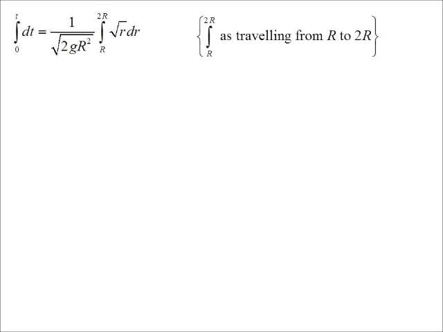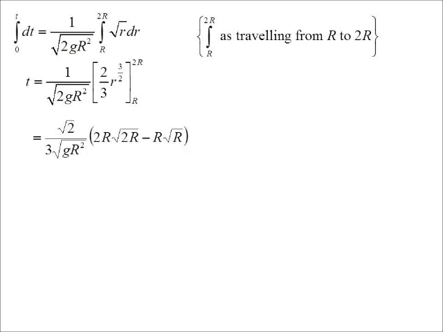Integrate. Left-hand side just becomes t. That'll be the time that we're trying to work out. Add 1 to the power over the power, 2/3 r to the 3/2. I just have to substitute in R and 2R. So I know that r to the 3/2 is the same as r root r. So substituting in 2R, I get 2R root 2R. Substituting in little r, I get R root R.